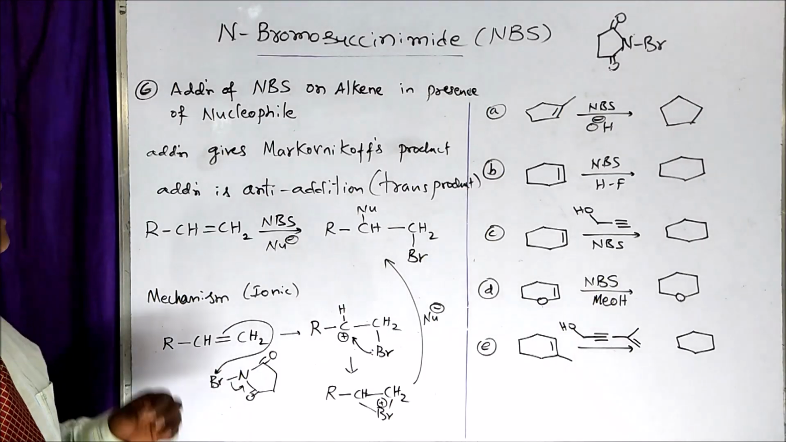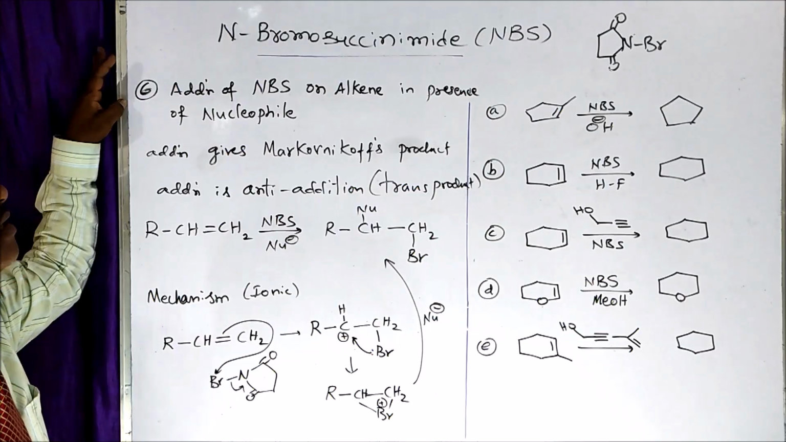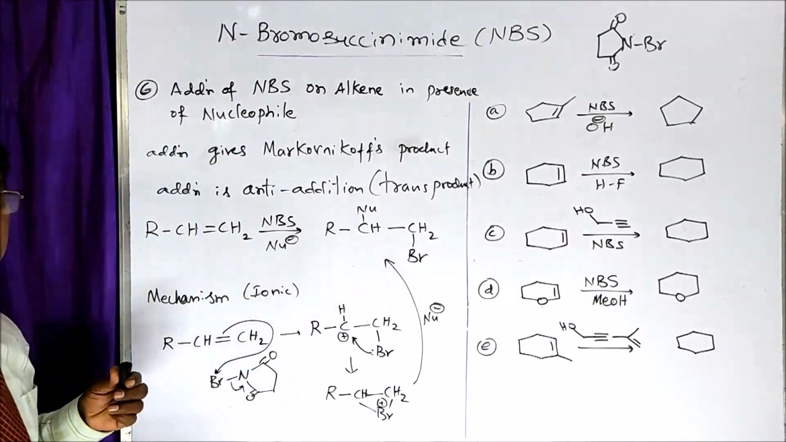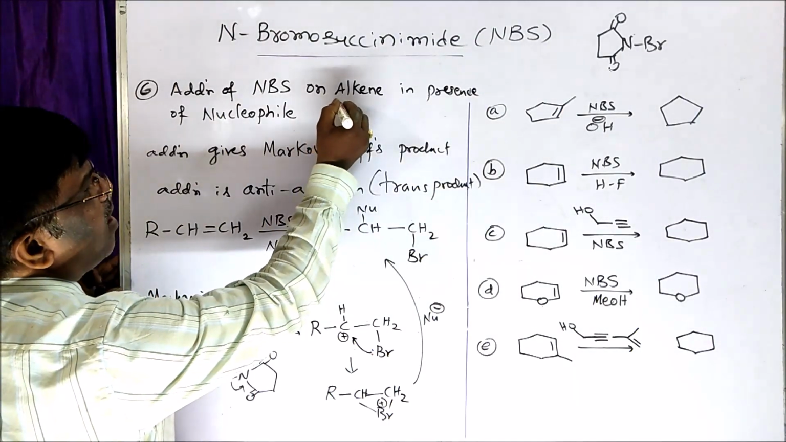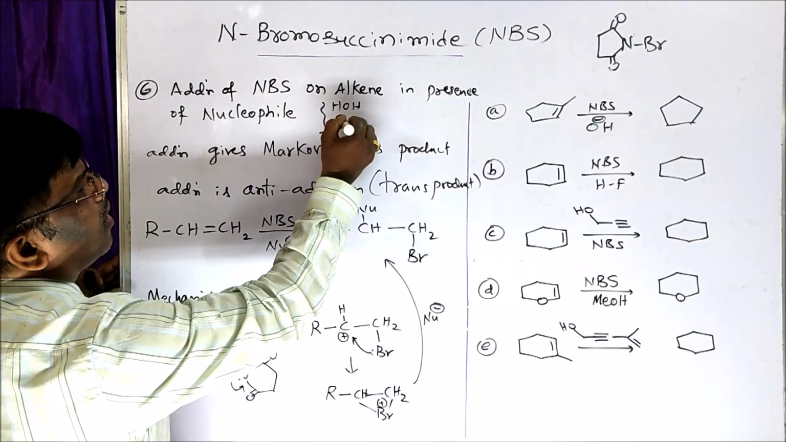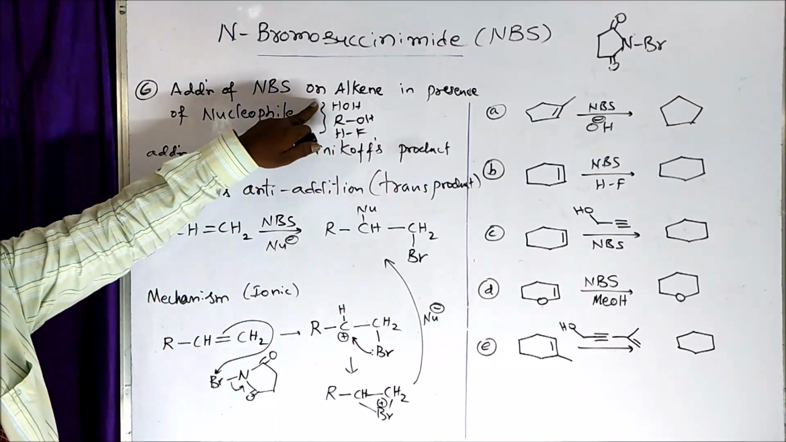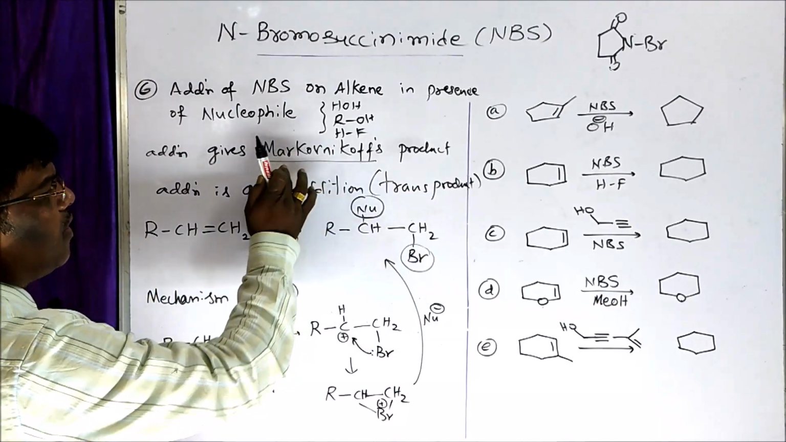Yes students, let us see addition of NBS and alkene in presence of nucleophile. This nucleophilic addition is an addition reaction. When you do the NBS reaction in presence of some nucleophile, the common nucleophiles are water, or alcohol, or HF. So when you use these nucleophiles, the addition takes place. Dear students, addition is Markovnikov's addition.